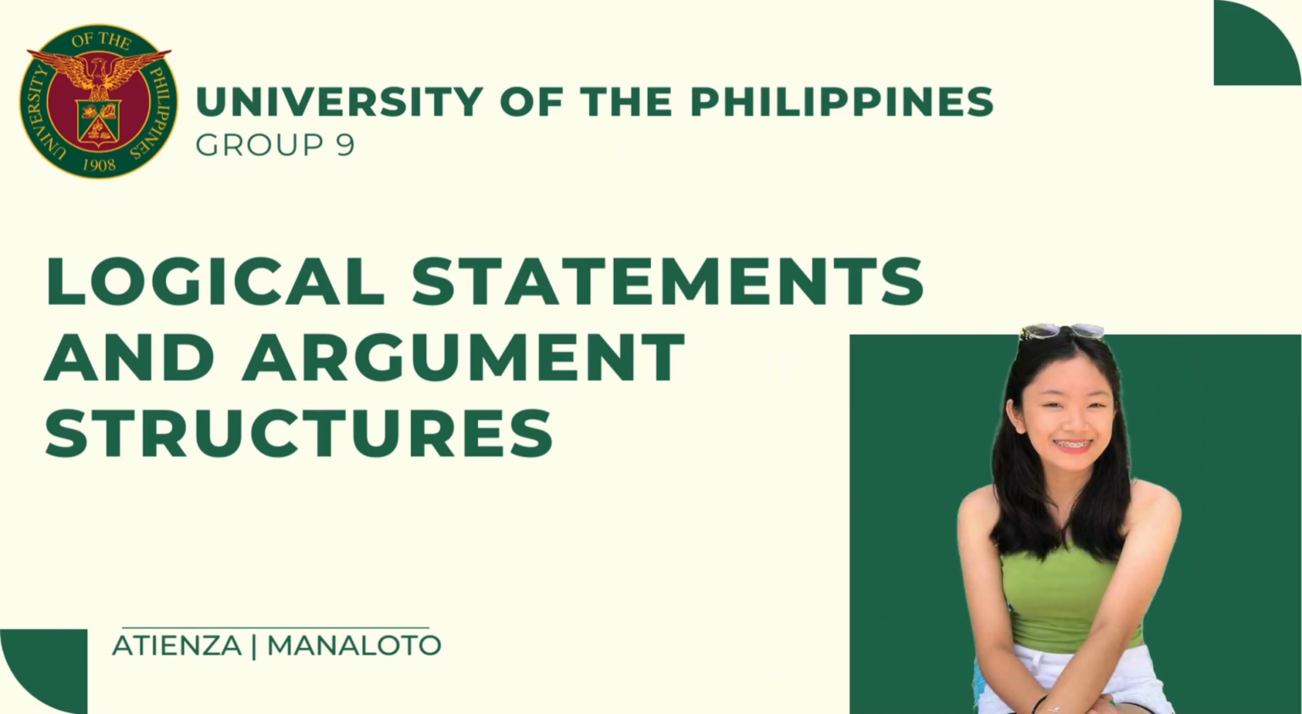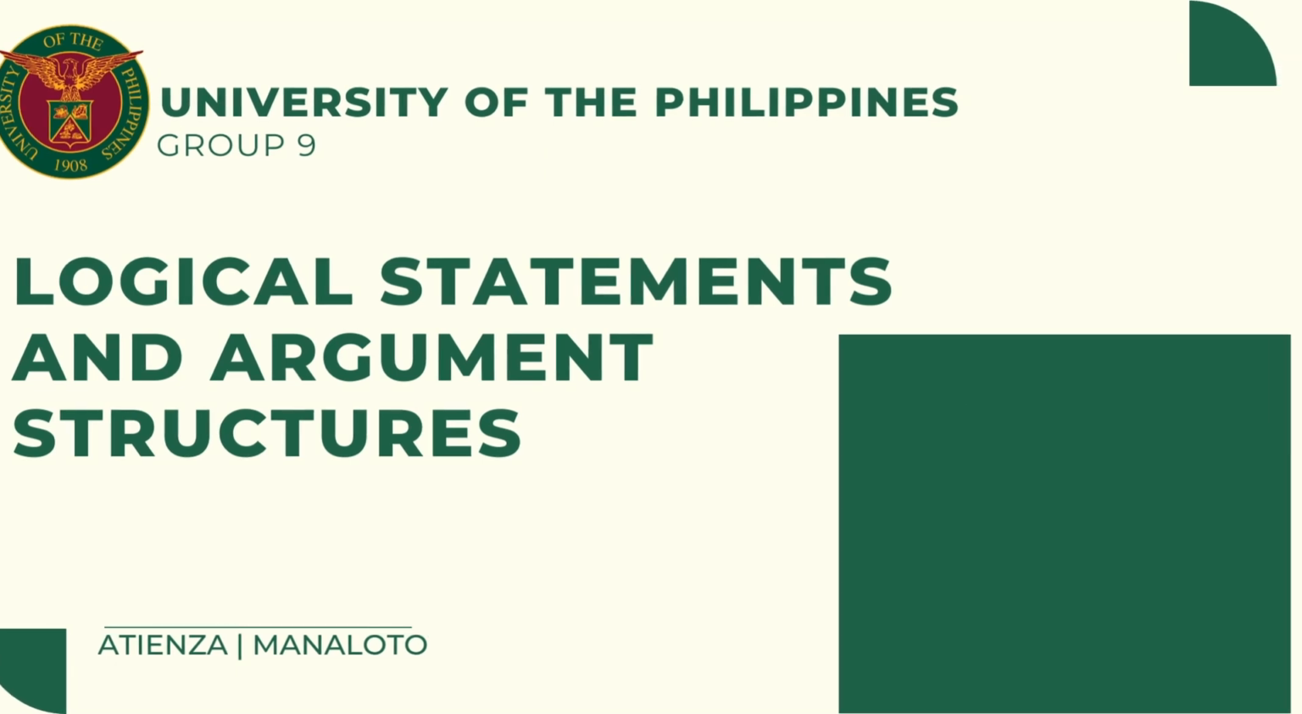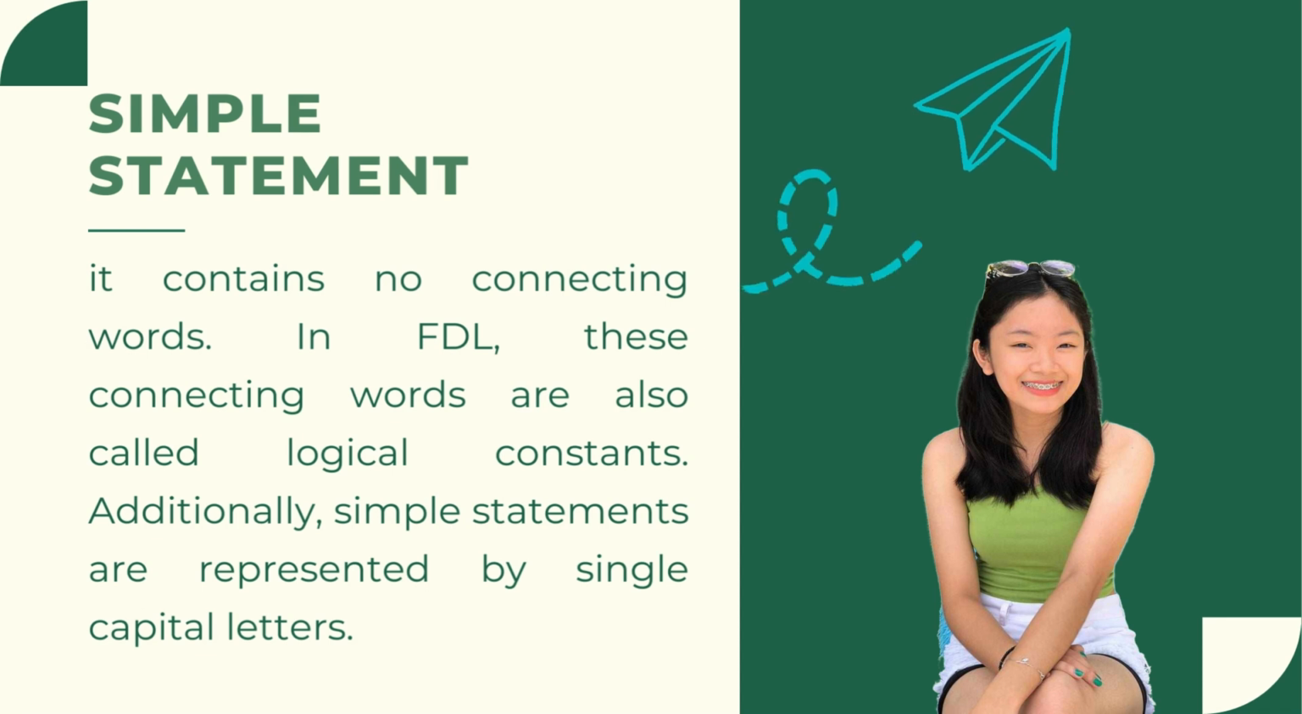Hello, everyone. Today, we're delving into the fascinating world of logical statements and argument structures. So grab your thinking caps as we unravel the conventions for representing statements and logical constants. Let's first examine what a simple statement means. By definition, it contains no connecting words. In FDL, these connecting words are also called logical constants. Additionally, simple statements are represented by single capital letters.